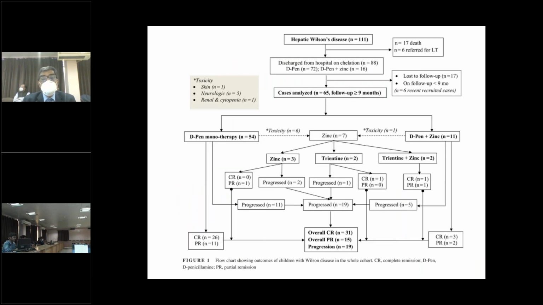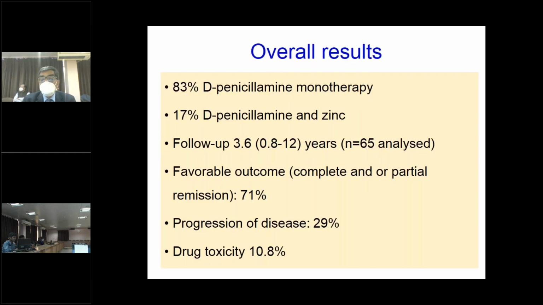So this is a busy slide wherein we show the follow-up of our children. Out of the 111 children, 65 cases were analyzed who had a follow-up of at least 9 months duration. And out of these 65, 54 children were on therapy with D-penicillamine, and another 11 children were on therapy with D-penicillamine and zinc. And as seen, we followed up the children for a median duration of 3.5 years, and a favorable outcome was seen in 70% of our children, and disease progression was seen in 30%. Around 10% of our kids had drug toxicity, which required change in the chelator.